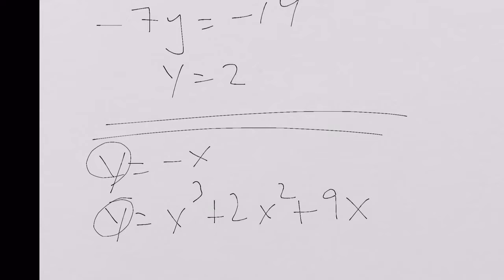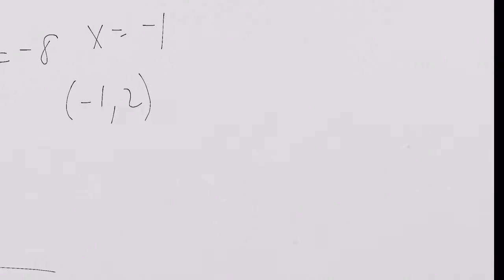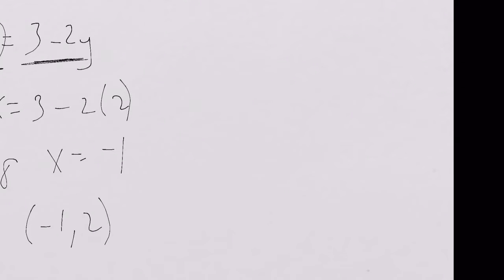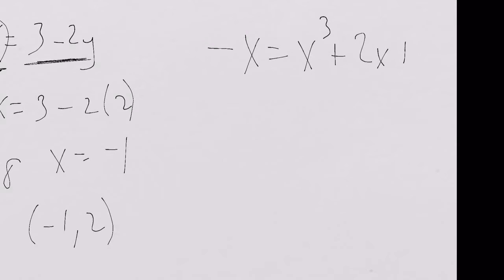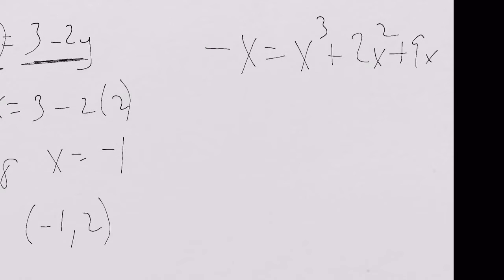It's negative x. And so I get this other equation. That other equation would be negative x equals x cubed plus 2x squared plus 9x. And this is what we'd be solving.